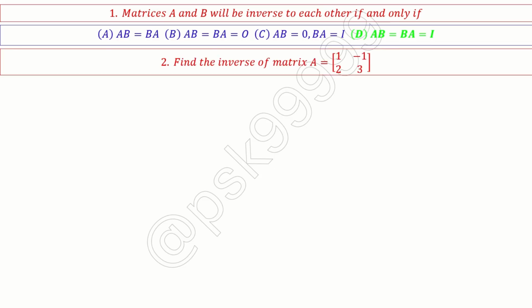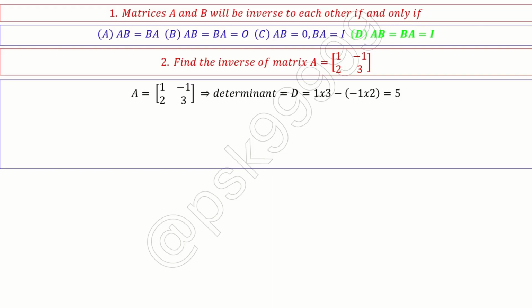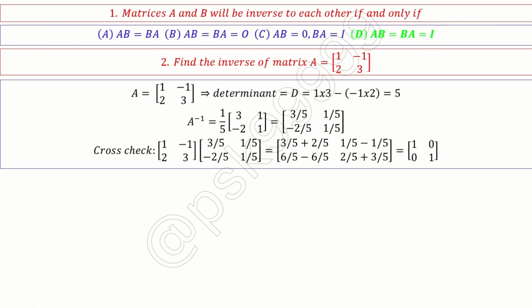Okay, next. Find the inverse of the matrix 1, minus 1, 2, 3. So simple. First thing is the determinant D equal to AD minus BC. So 1 into 3 minus of minus 1 into 2, which is 5. So the inverse is nothing but 1 by 5 into 3 and 1, I will change position. So 3 and 1, and minus 1 and 2 I will negate them, so 1 and minus 2. Now if I simplify, this is nothing but 3 by 5, 1 by 5, minus 2 by 5 and 1 by 5.